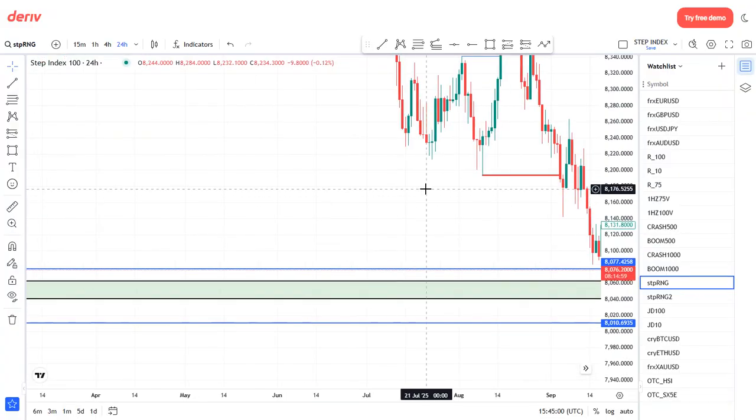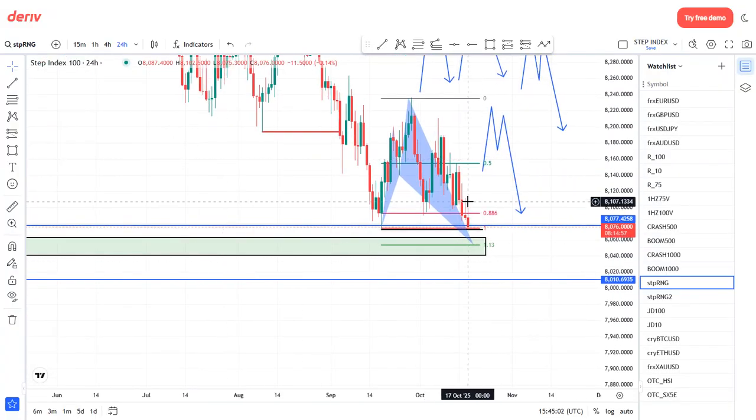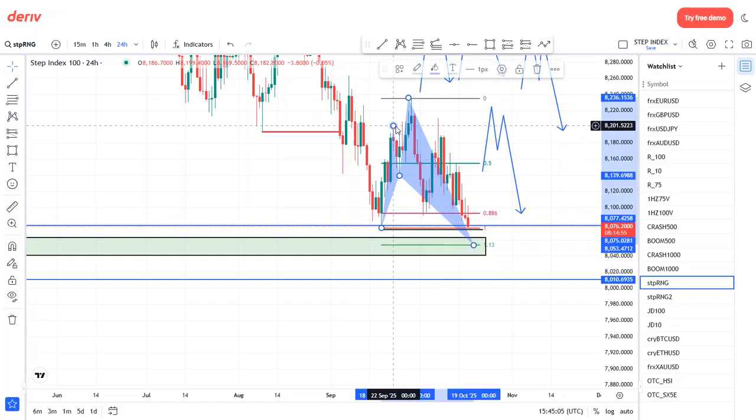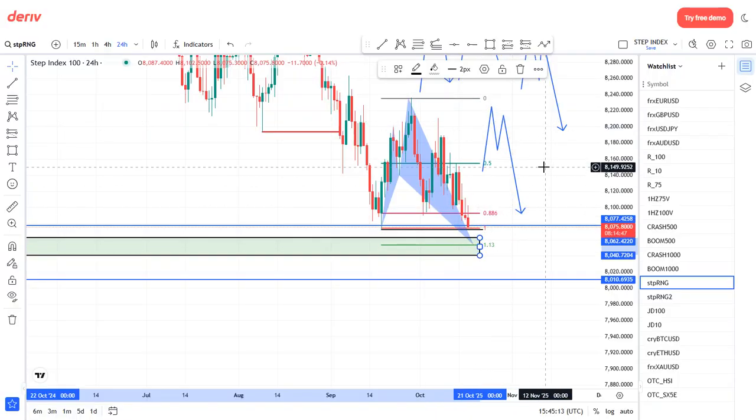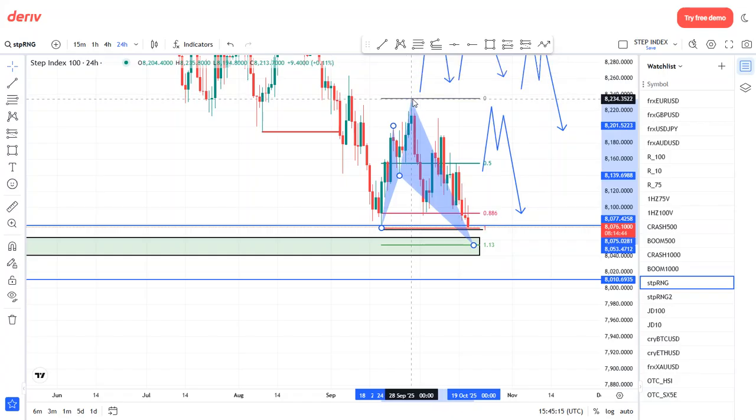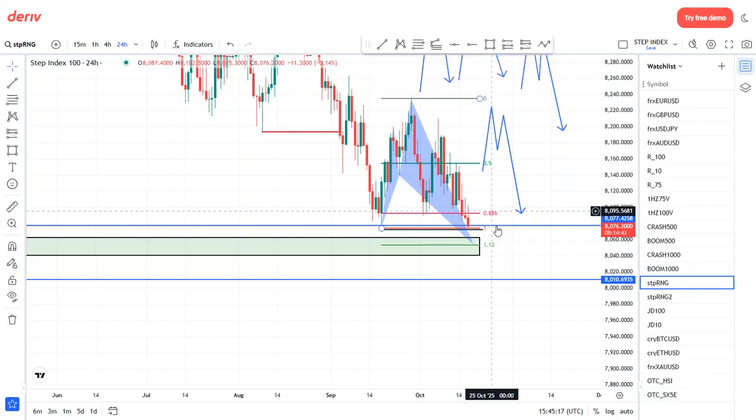So it's a good key level where price could likely drop, and you can see that there is no confirmation for this liquidity sweep yet. So when price gets to this level, we wait for confirmation, which is liquidity sweep and liquidity sweep confirmation, and then we look out for entry. So this is the valid setup we have right now on Step Index.